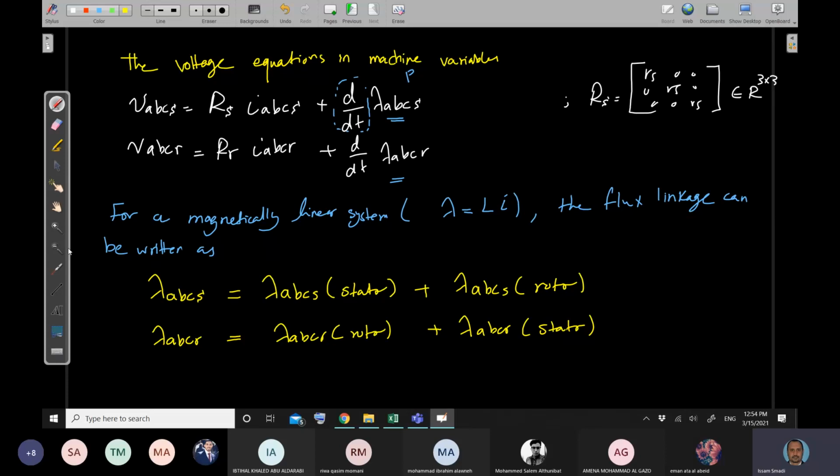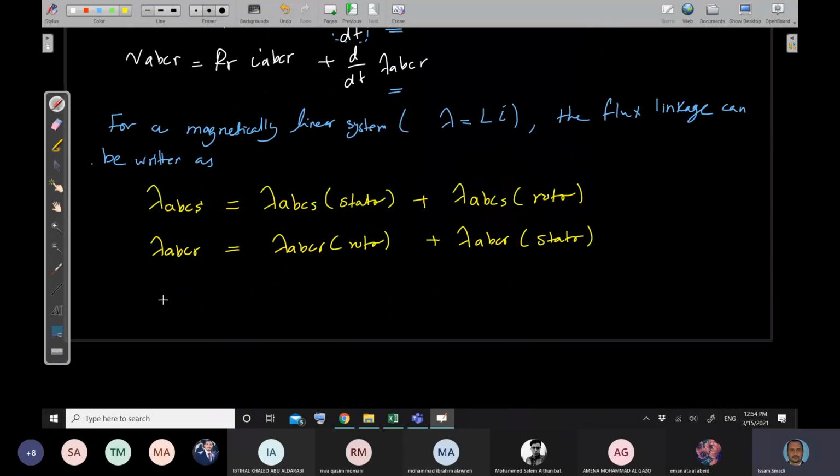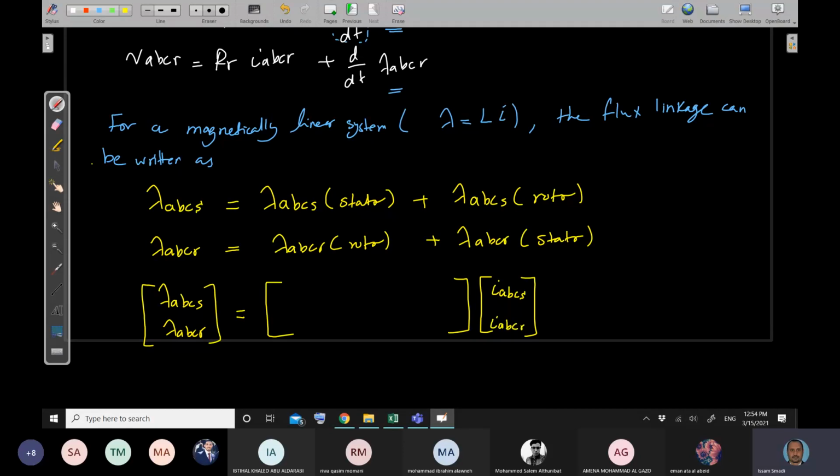And because I'm assuming a linear magnetic circuit, which means that I can represent lambda as L multiplied by I, now we can find lambda ABCS, lambda ABCR in matrix form. So let's see how many currents I'm having. As a vector, I'm having two, which are IABCS and IABCR.